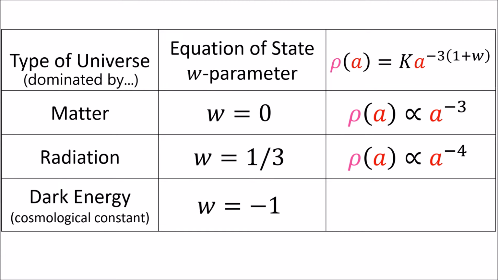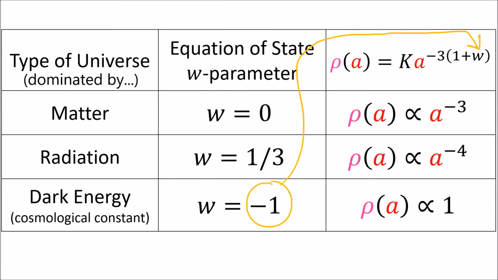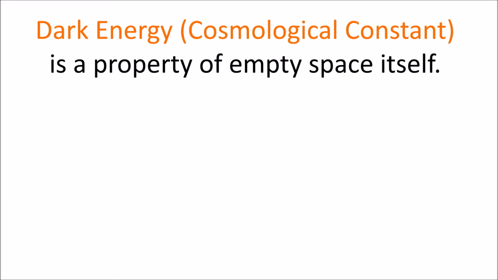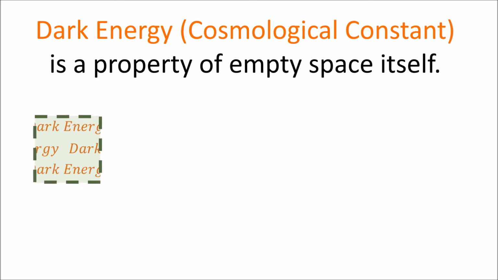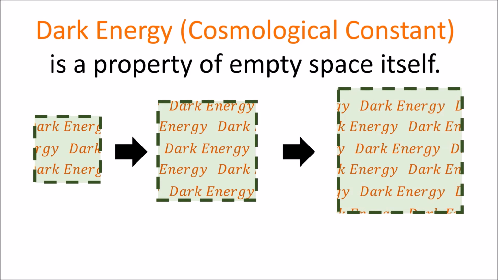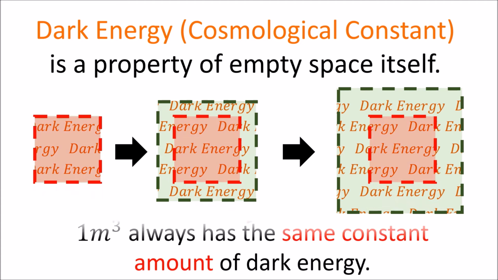Finally, dark energy has w equals negative 1, and we get that the energy density of dark energy doesn't depend on the scale factor at all. Dark energy is just a constant property of empty vacuum space itself. It doesn't matter how big or small space gets. 1 meter cubed of space will always have a constant amount of dark energy. So increasing the size of the universe fundamentally increases the amount of dark energy, and decreasing the size of the universe fundamentally decreases the amount of dark energy.